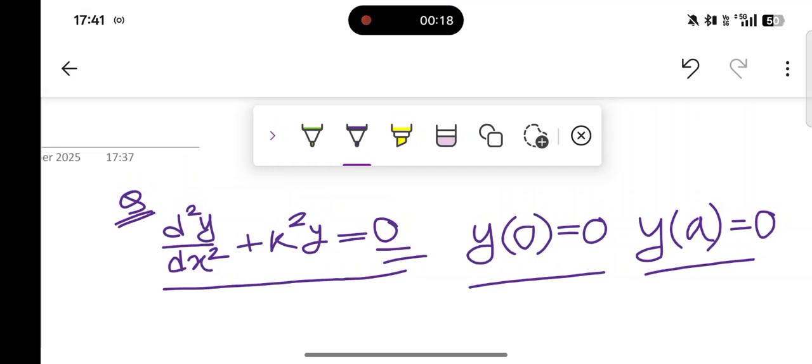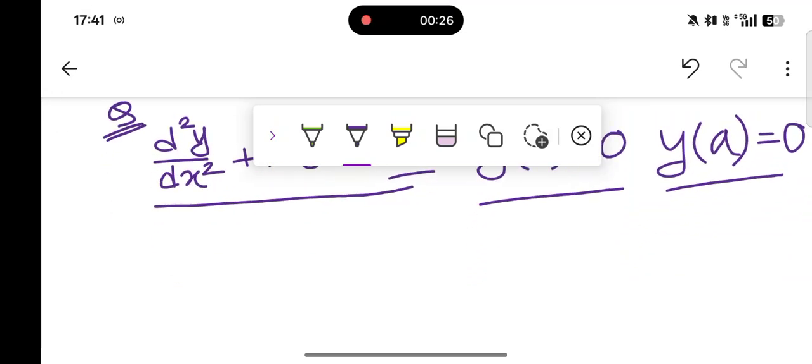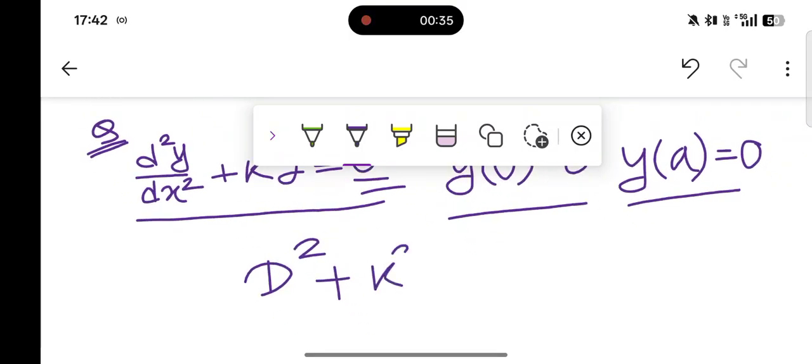So this is a homogeneous equation and we have to calculate the CF only, because the solution is equal to YCF. So you have to calculate YCF. The procedure I have told you in the previous video. So I am following the procedure, which is nothing but D square plus k square into y is equal to 0.